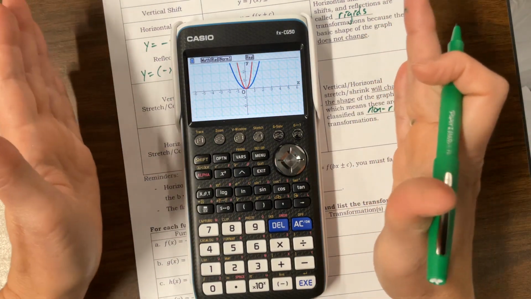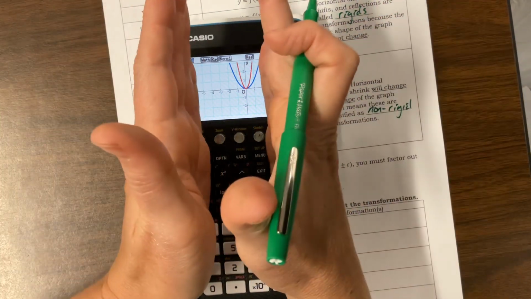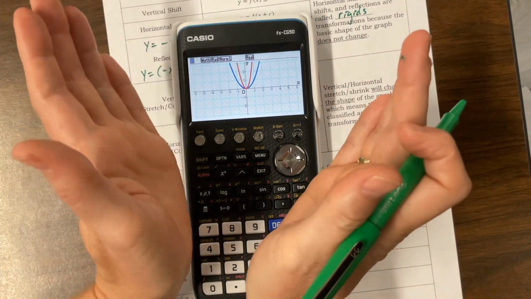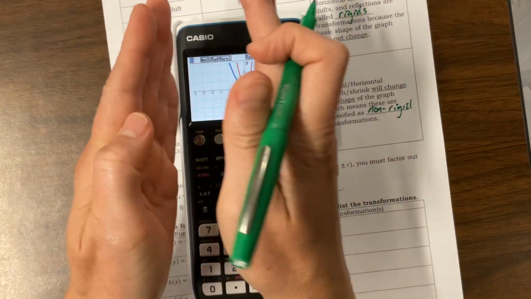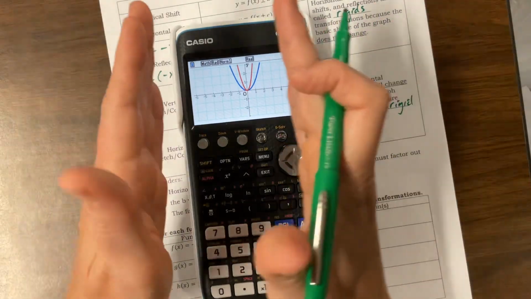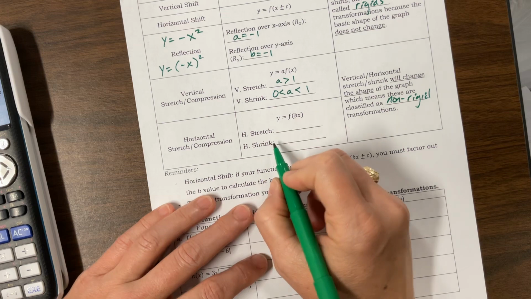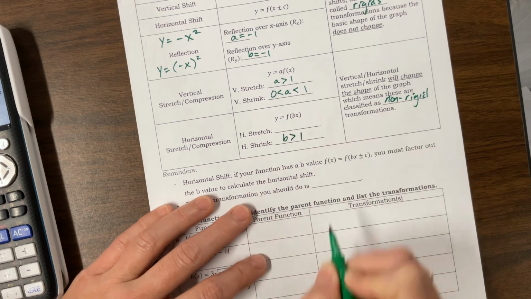It has compressed the graph in. I took the parent function that's blue and pushed it closer to the y-axis, and so I have compressed this graph. So I shrink or compress when b is greater than 1.